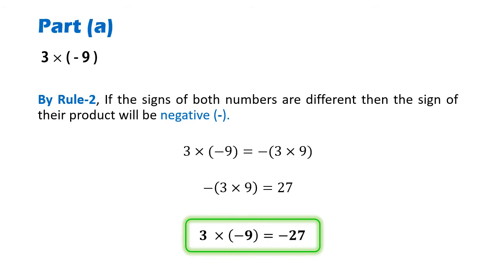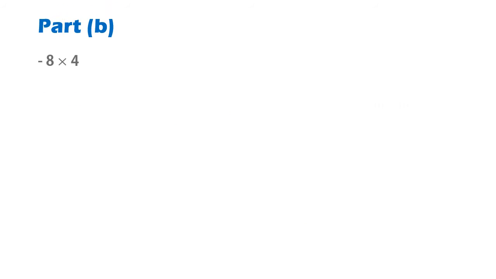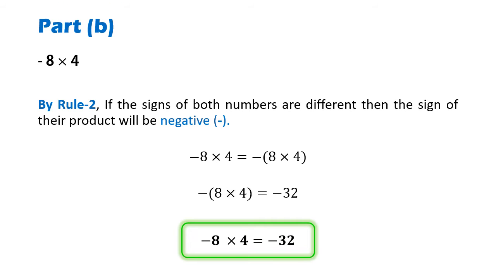Part A. 3 multiply by -9. By Rule 2, if the signs of both numbers are different, then the sign of their product will be minus. Therefore, 3 multiply by -9 equals -27. Part B. -8 multiply by 4. By Rule 2, if the signs of both numbers are different, then the sign of their product will be minus. Therefore, -8 multiply by 4 equals -32.